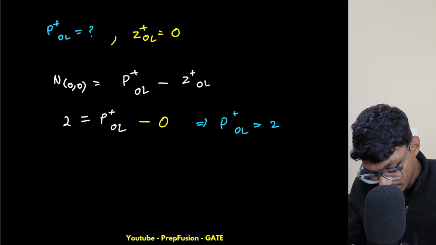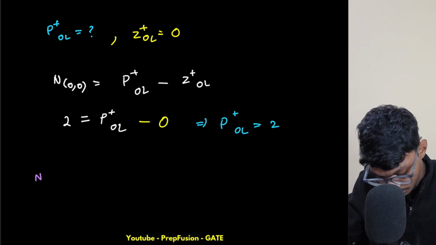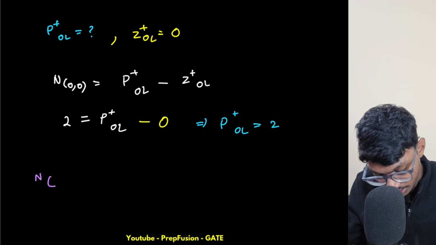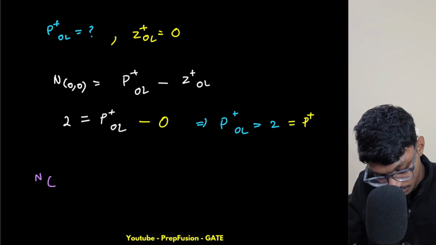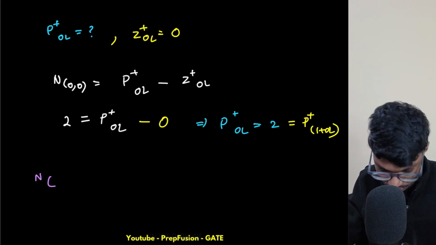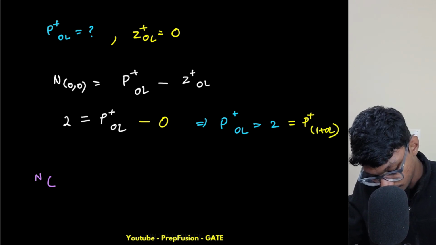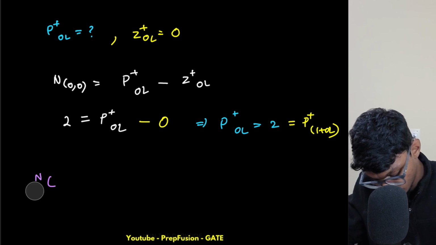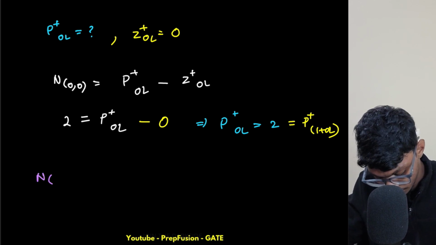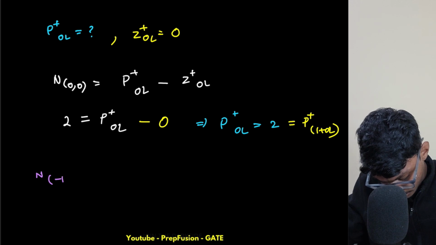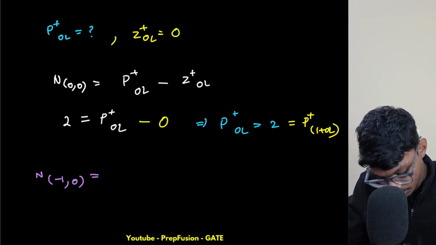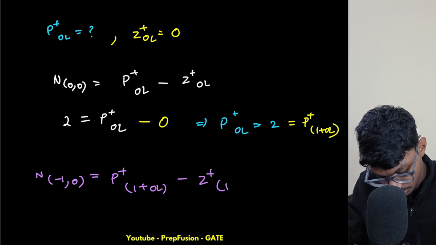Now you put this equation in the second equation, right? Like you put the value of P plus OL in the second equation. So this is equal to simply P plus 1 plus OL. So now I will use the second method basically. N minus 1 comma 0 equals to this P plus 1 plus OL minus Z plus 1 plus OL.